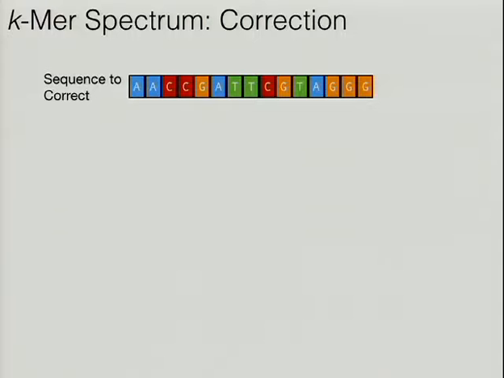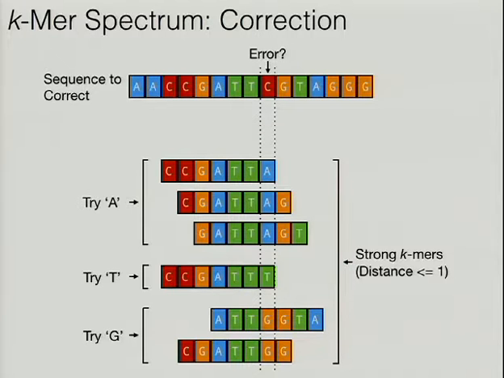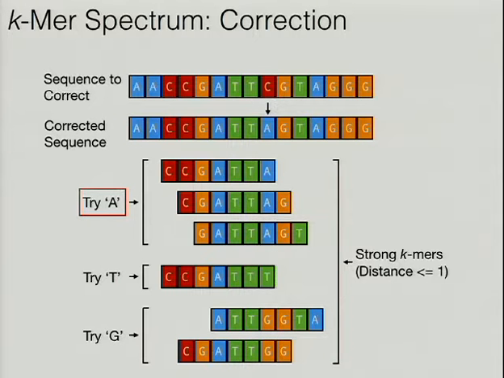For example, we may decide that all k-mers off by a Hamming distance greater than 2 are to be considered weak, and those with an edit distance less than or equal to 1 are strong. So we have our strong k-mers here with a distance of less than or equal to 1, and we may say we want to correct that C because we suspect it's an error. So we try G here from these strong k-mers, we try T, and then we try A. Next, we would use a majority vote algorithm to select the correction, in this case A, and then have our corrected sequence output.